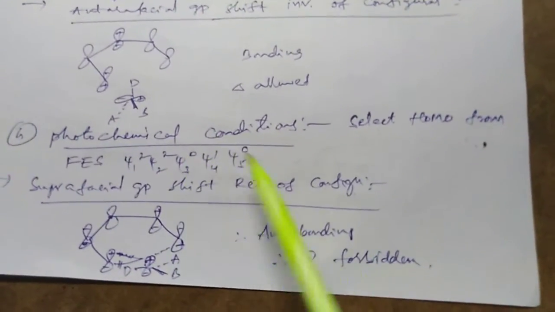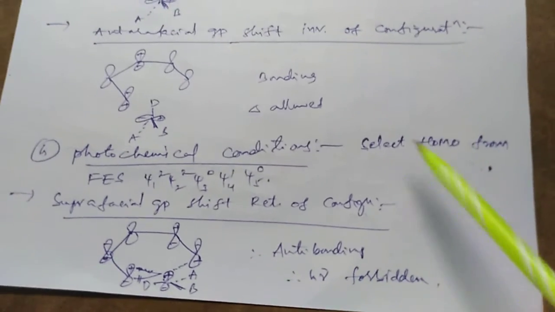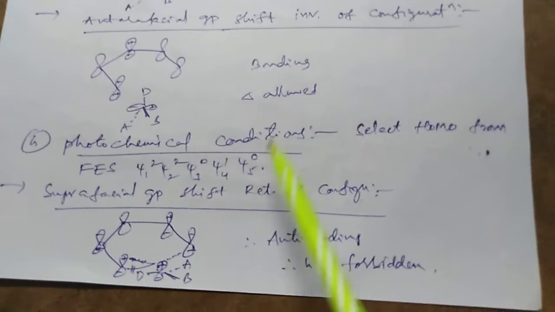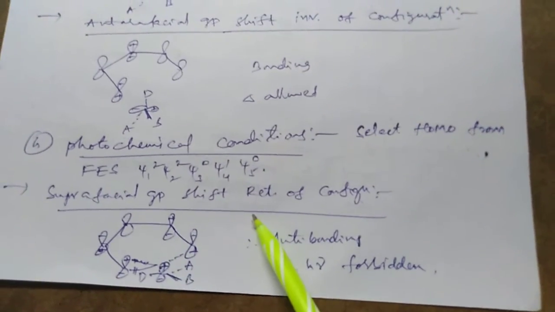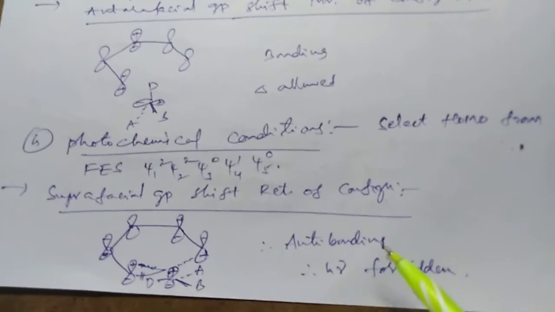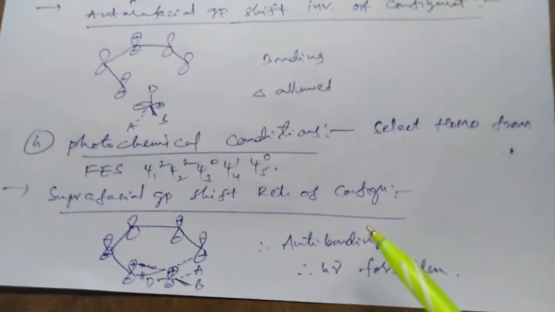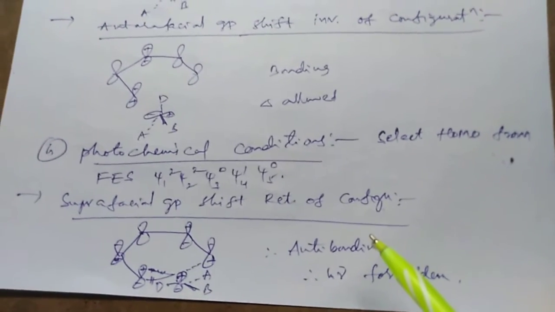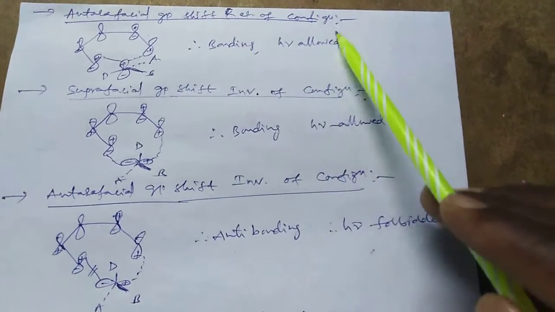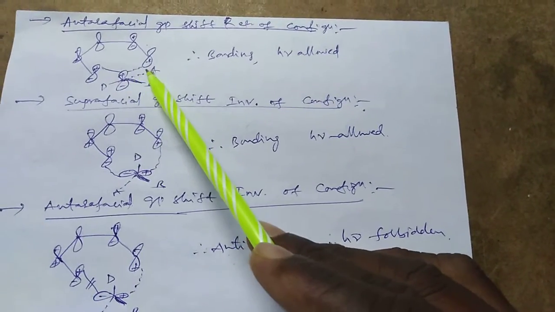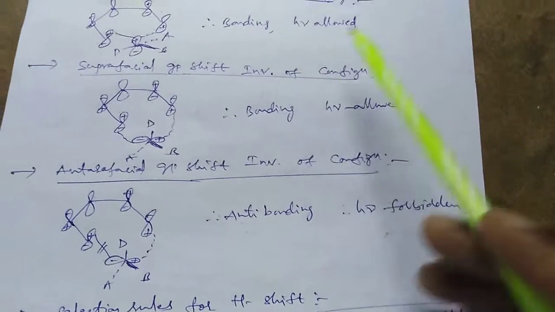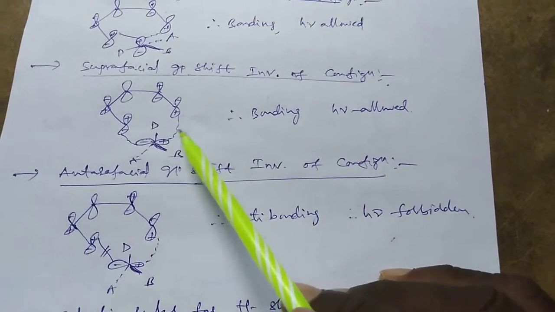In the case of photochemical conditions, first we have to select the HOMO from the first excited state configuration Psi1 2, Psi2 2, Psi3 0, Psi4 1, Psi5 0. In the suprafacial group shift with retention of configuration, anti-bonding interaction is developed, therefore it is photochemically forbidden, for the 4n+2 system under photochemical conditions. In the antarafacial group shift with retention of configuration, bonding interaction is developed, therefore photochemically allowed. Suprafacial group shift, inversion of configuration, bonding interaction is developed.